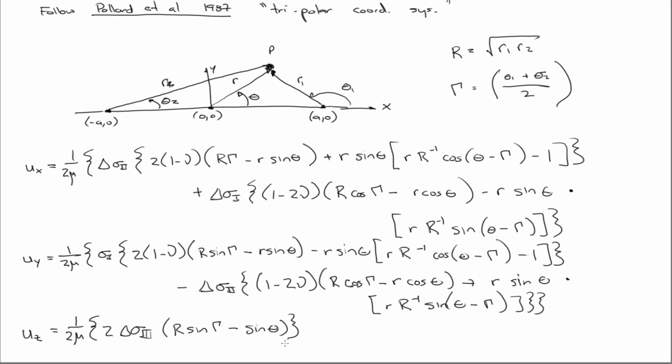Okay. So that's the displacement field as a function of those parameters. So on the crack surface, the way we're going to get to the crack surface is we're going to take those parameters and move that point onto the tip of the crack at A. Okay? So we're going to collapse all those vectors onto the surface.